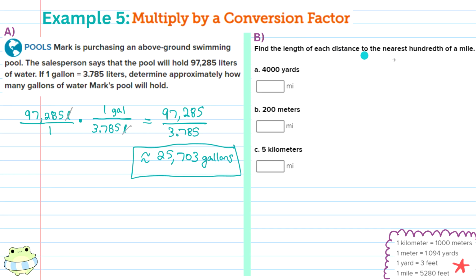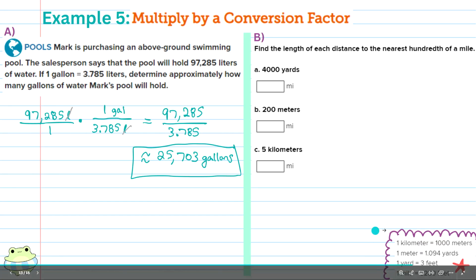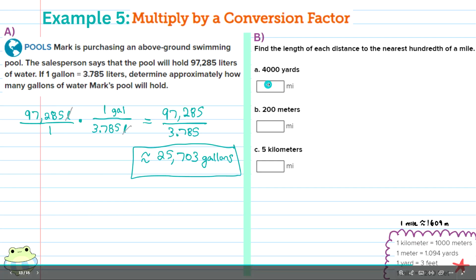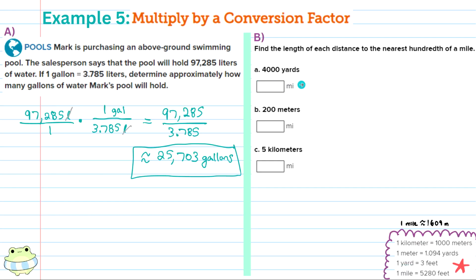So now we're going to do the same thing for converting these distances. So we're going to find the length of each distance to the nearest hundredth of a mile. I have some common conversions at the bottom here. One that we might want to add that I didn't put on here is the fact that 1 mile is approximately 1,609 meters. All right, so going back to part A, we're going to convert 4,000 yards into miles.